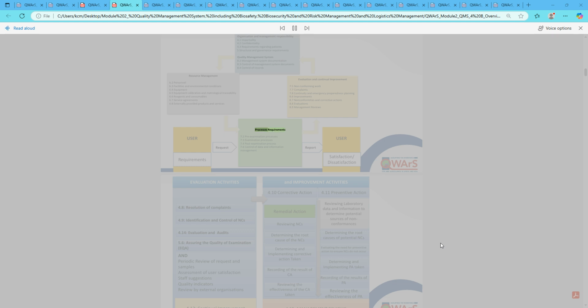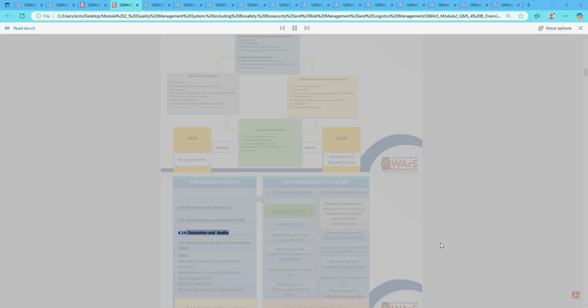User. Request. Processes requirements. 7.2 Pre-examination processes, 7.3 Examination processes, 7.4 Post-examination process, 7.6 Control of data and information management. User. Report. Requirements. Satisfaction/dissatisfaction. Evaluation activities. 4.8 Resolution of complaints. 4.9 Identification and Control of NCs. 4.14 Evaluation and Audits.